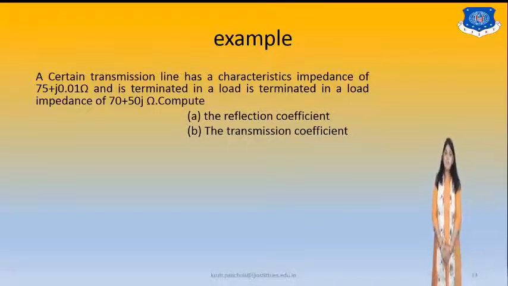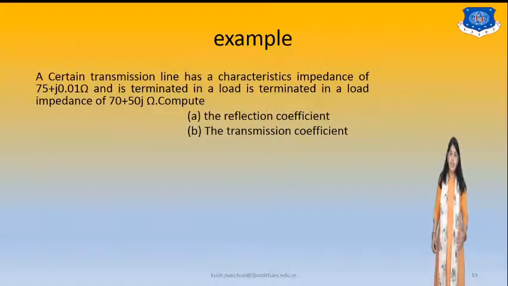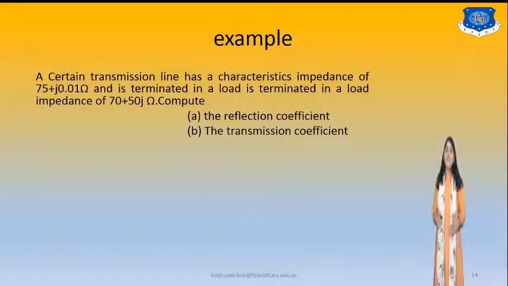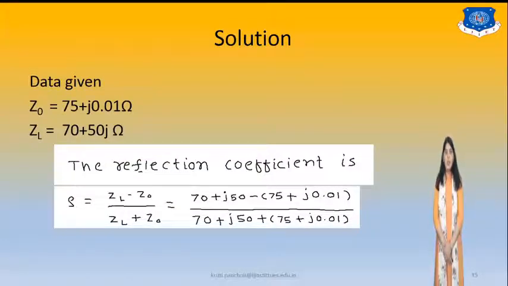Now we will solve an example based on this theory. A shorted transmission line has a characteristic impedance of 75 plus j0.01 ohm and is terminated in a load impedance of 70 plus j50 ohm. Compute the reflection coefficient and the transmission coefficient. The data given: Z0 is equal to 75 plus j0.01 ohm and ZL is equal to 70 plus j50 ohm. Now, what is the reflection coefficient?